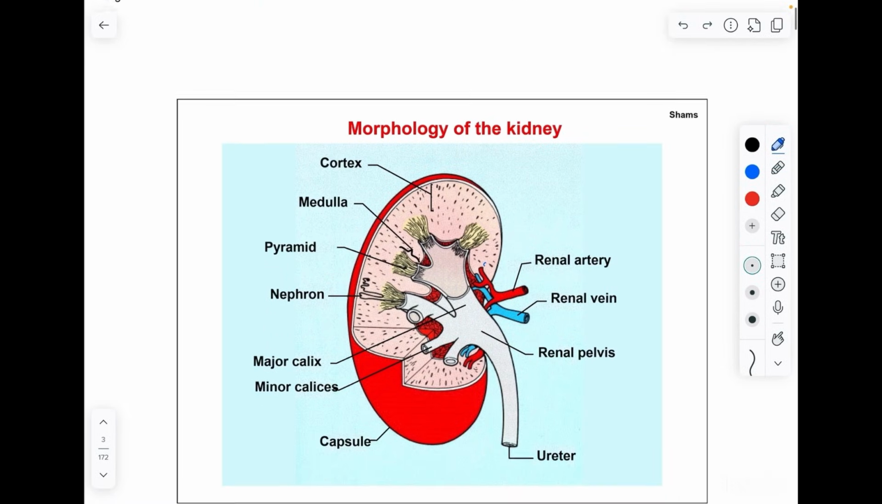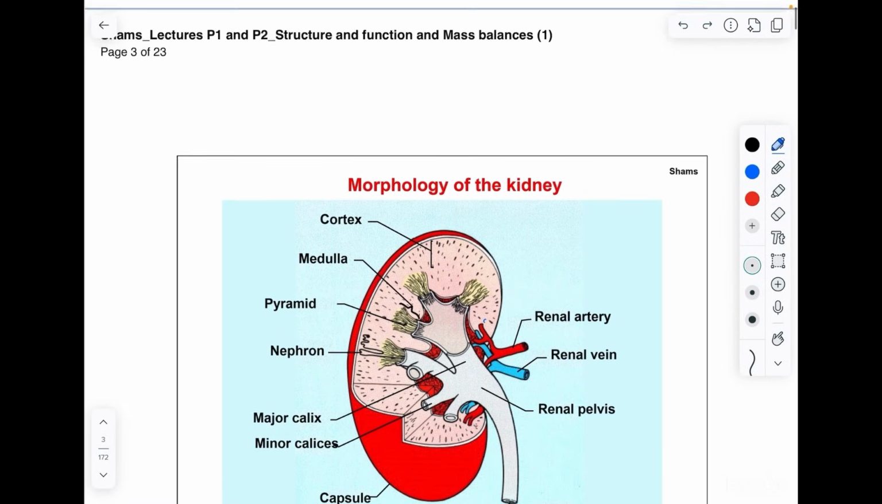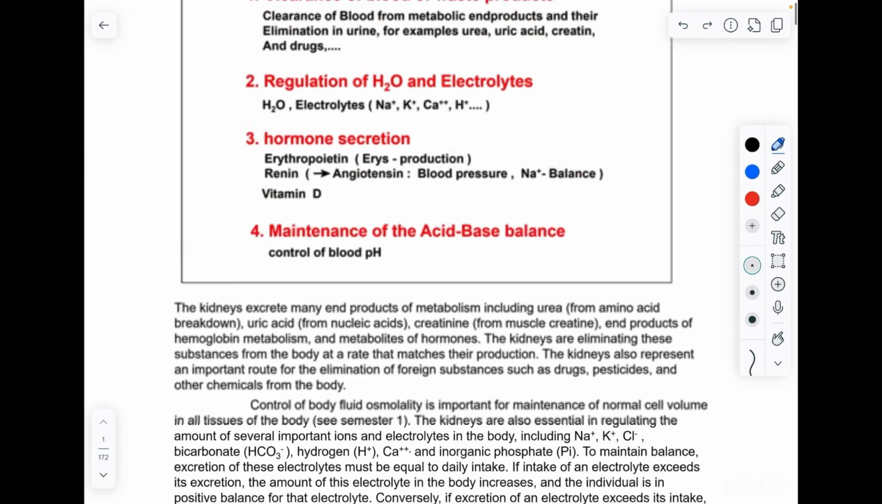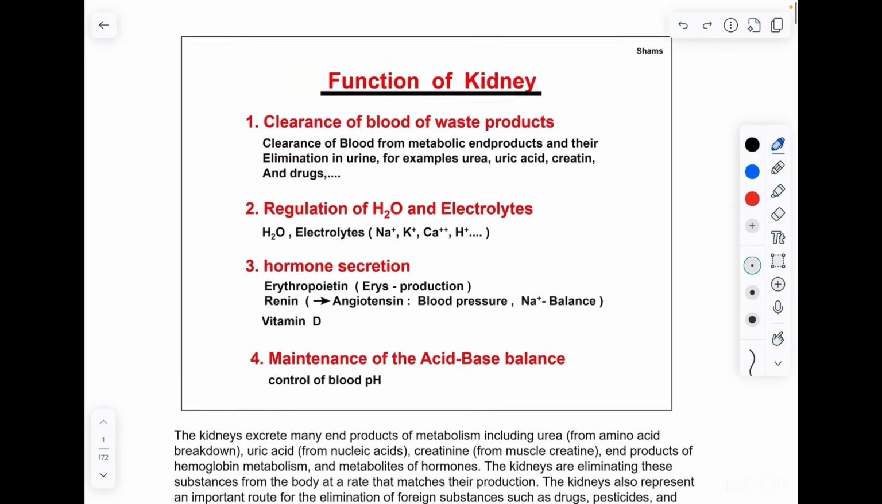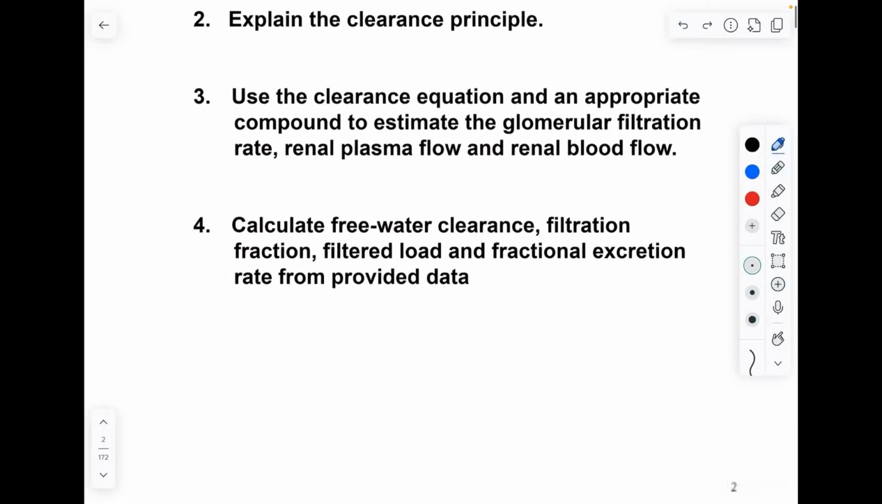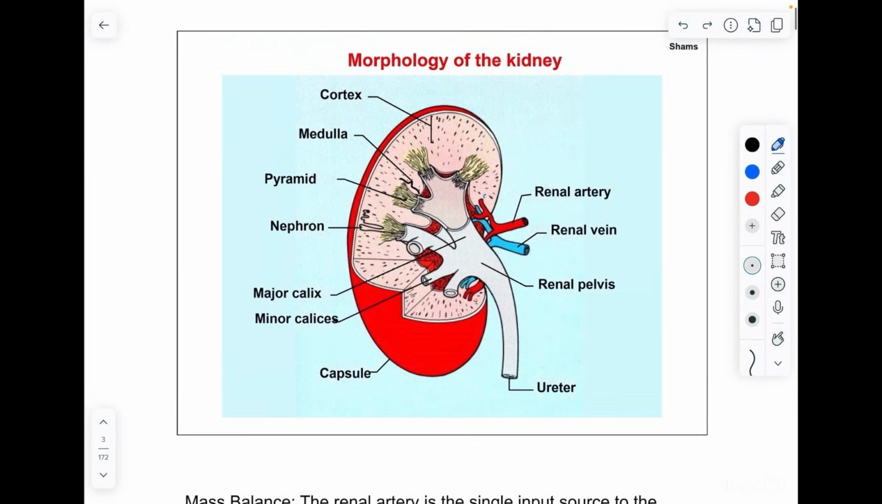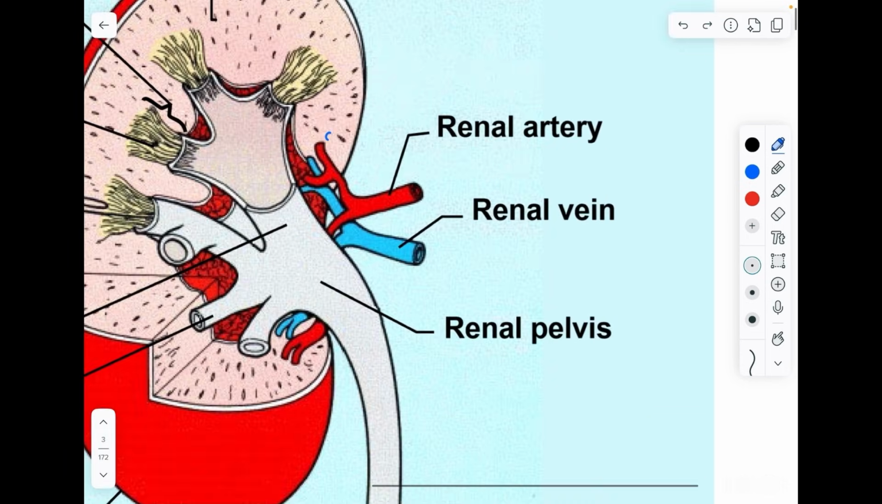Okay, so starting with this. By the way, this is not important. It's just basic things that you will not be asking about. Okay, morphology of the kidney. You should not know these structures for physiology. You should, of course, know it for anatomy, but for us in physiology, it's not quite important. But here's what's important, what you should know from this slide.